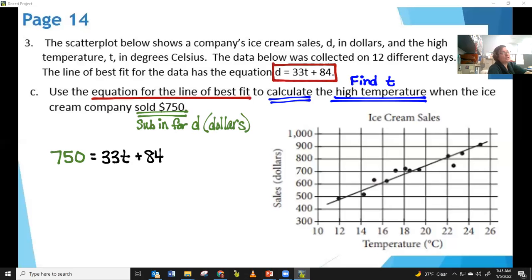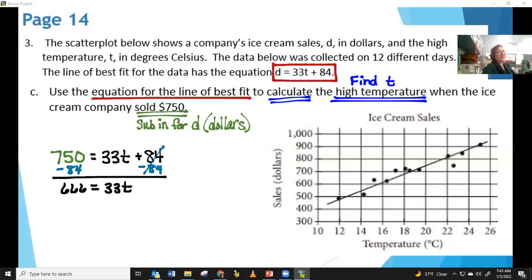Now I need to solve this equation so that I can answer the question. What's the first thing I would need to do to be able to find T? Subtract 84 from both sides. I love it. What is 750 minus 84? Yep, 666.